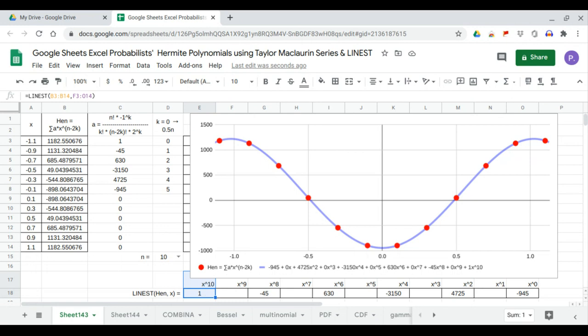This completes the use of the Taylor-Maclaurin series sum and polynomial regression to generate the probabilist Hermite polynomials.